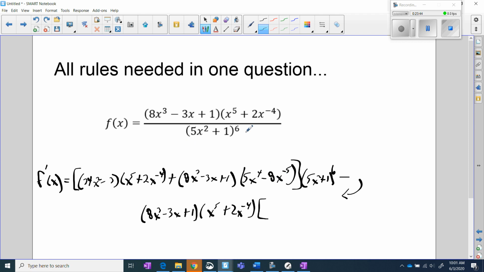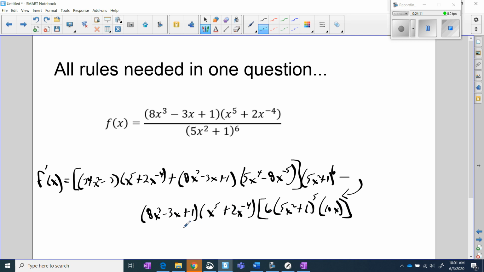Well, the denominator is a chain rule. It's a function in brackets to an exponent. So it's 6, 5x squared plus 1 to the 5. Right, leave the function, take one off the exponent, and now you need the derivative inside the brackets, which would be 10x. All right, let's retrace my steps. Derivative of the numerator, multiplied by the denominator, subtract the numerator, multiplied by the derivative of the denominator.